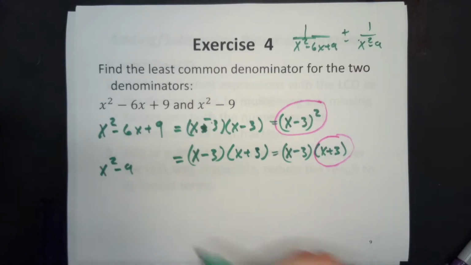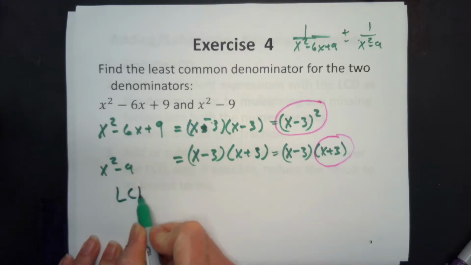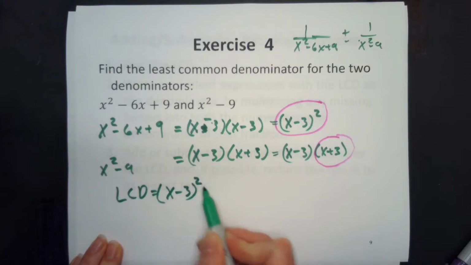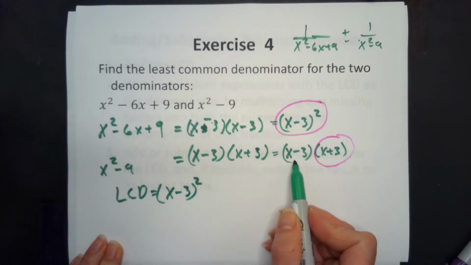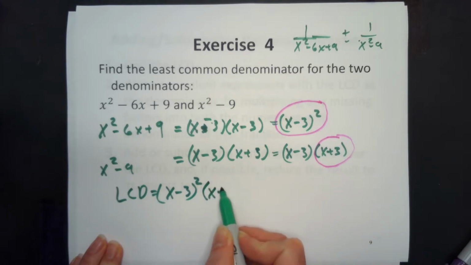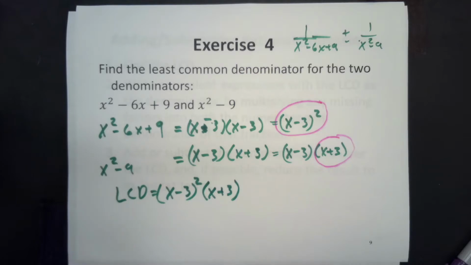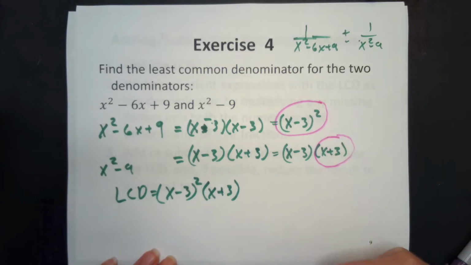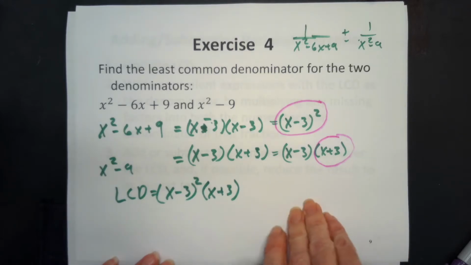So that means our LCD is going to be equal to x minus 3 quantity squared, because I need two of them. And then since I already have two of them, I don't need the one from here. And that means x plus 3 here. All right. Now, one thing students do is they assume that you have to pick one from each list, and that's not necessarily true. It often happens, but you could get a denominator that is already the least common denominator of your entire expression. That could totally happen.